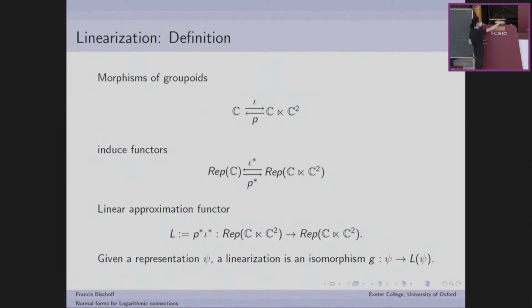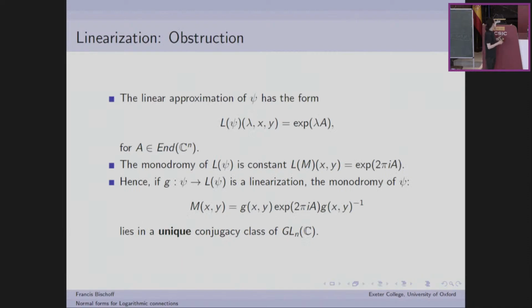So you can imagine if we want to get these normal form theorems, we want to write the representation in the simplest form possible. This is the target that we're aiming for. Okay. So in general, these things don't exist, and the reason is the monodromy. I said the monodromy tells you something important. It actually tells you about the failure of linearizability.